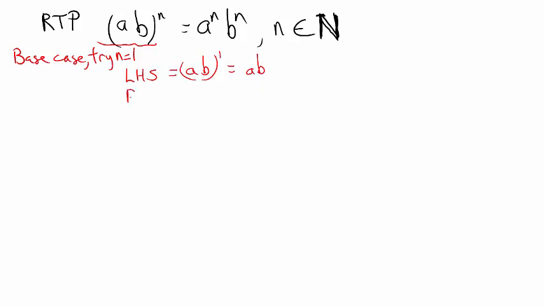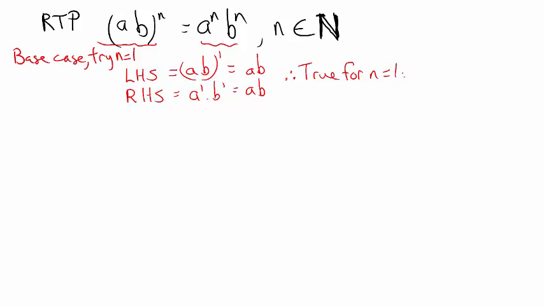Right hand side for n equals 1, that's the right hand side, A to the 1 times B to the 1, which equals AB. So yes, it's therefore true for the base case. Okay, so we've shown that yes, that first domino has fallen.